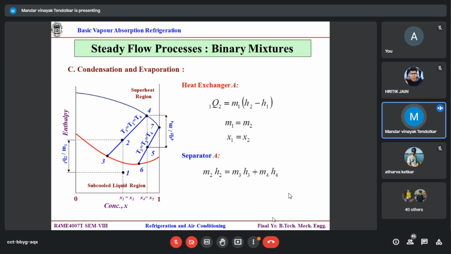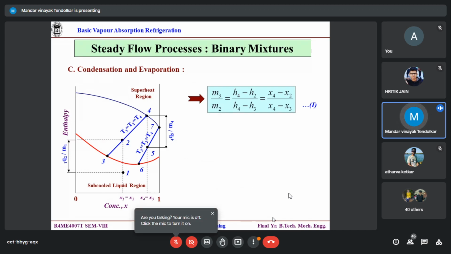So M2H2, that is the two-phase part, is equal to M3H3, that is the liquid mass and liquid enthalpy, plus the vapor mass and vapor enthalpy, M4H4. Correct? Now here I know M2 is the total, the two-phase part, so liquid plus vapor, M3 plus M4. And for the concentration balance also, since it is just the phase change, M2X2 is equal to M3X3 plus M4X4.